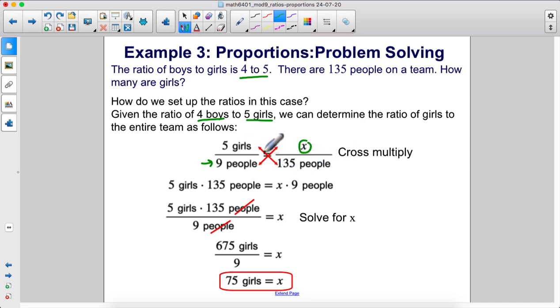Cross multiply. 5 girls times 135 people equals X times 9 people. Divide both sides by 9 people. The people cancel, giving us 5 times 135, which is 675, divided by 9. So X would be 75 girls. So out of 135 people, 75 of them are girls.